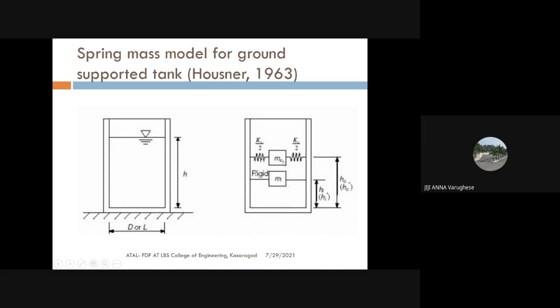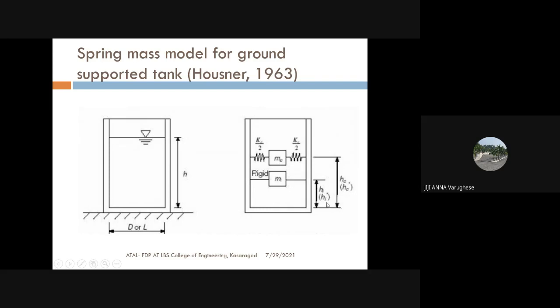But for design, in addition to these lateral forces, we need the bending moment due to these horizontal forces. For that, we need the height at which the impulsive mass is located and the height at which the convective mass is located. The bending moment due to impulsive force will be Vi into Hi. The bending moment due to convective force will be Vc into Hc.